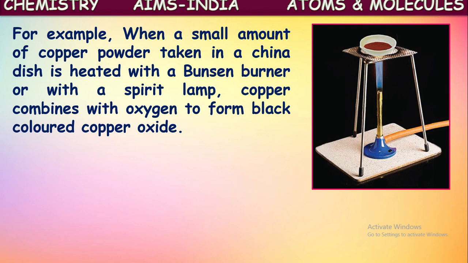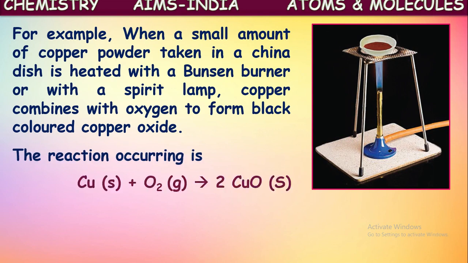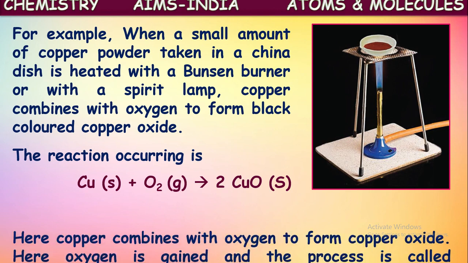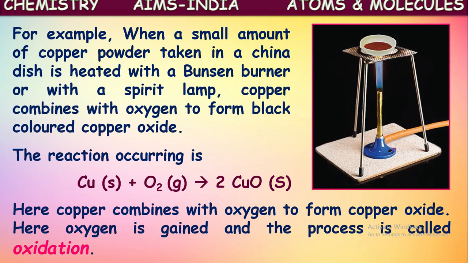Brown colored copper powder is taken in a china dish and heated on the spirit lamp or Bunsen burner. Then what happens? This copper, on heating, combines with the oxygen present in the atmospheric air and forms black colored copper oxide. Okay, let us see the equation related to this. The chemical reaction occurring here is copper combines with oxygen and forms copper oxide.